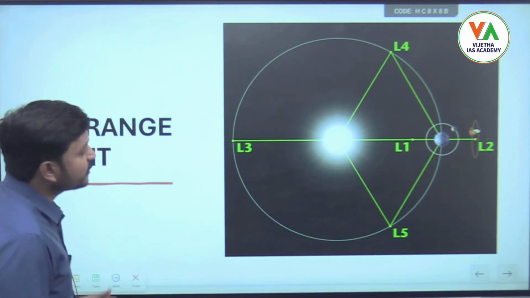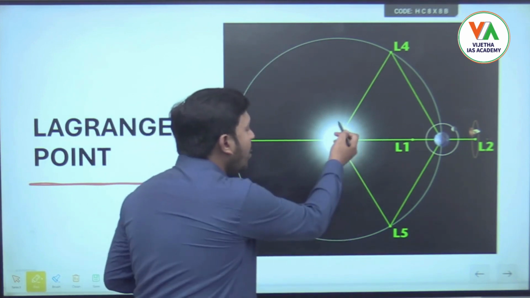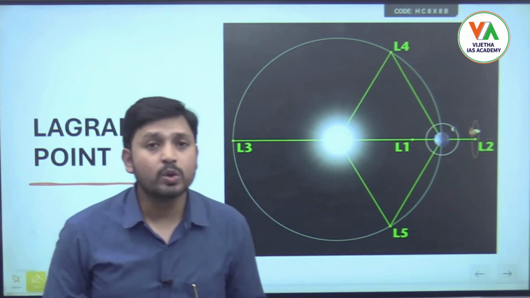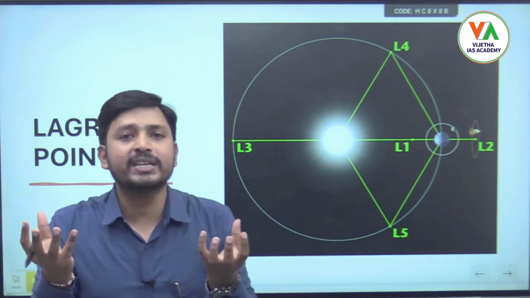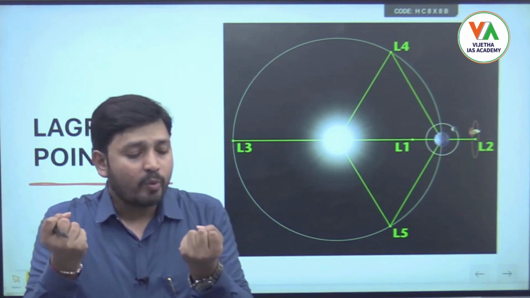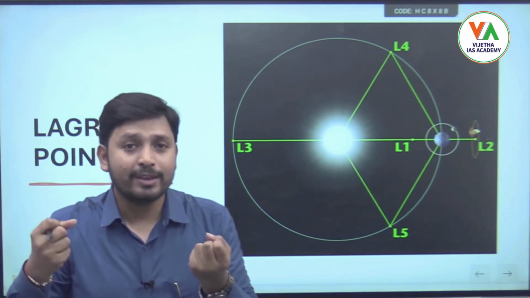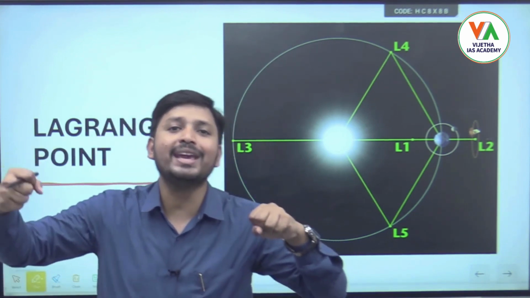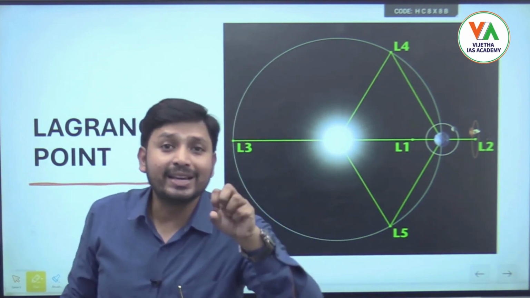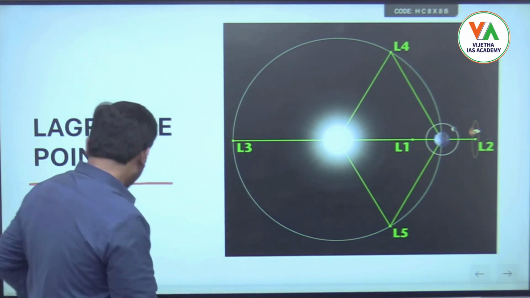If you see from this picture, in the system of Sun and Earth, if I take any two bodies in a system, and these two bodies act on any third body in that system, there will be 5 points in such a way that the gravitational force will be balanced between these two bodies.